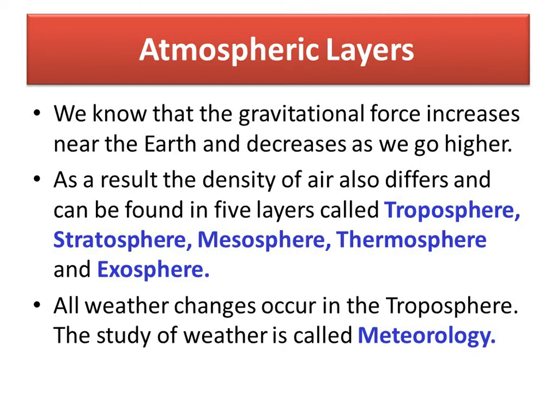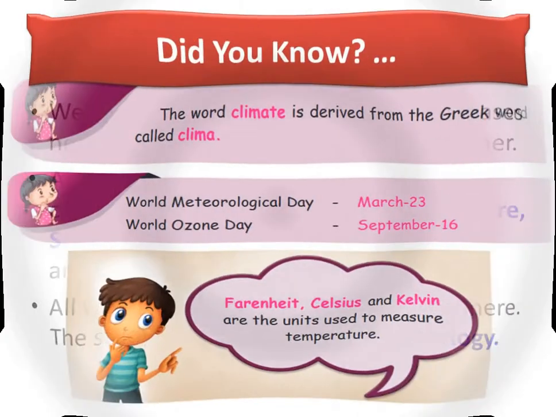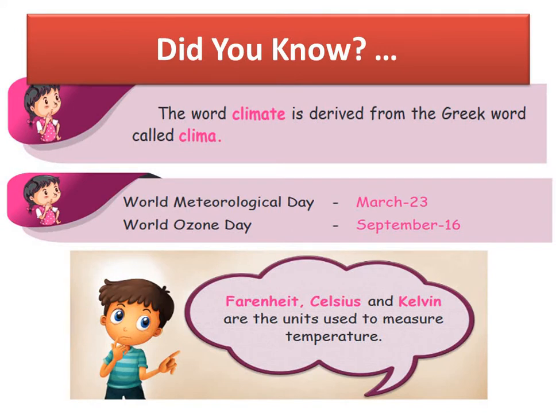Did you know, children? The word climate is derived from the Greek word klima. What is the Greek word for climate? Klima. What is the origin? It is from Greek. That means slope or inclination. The meaning is slope or inclination. From that only the word climate is derived.